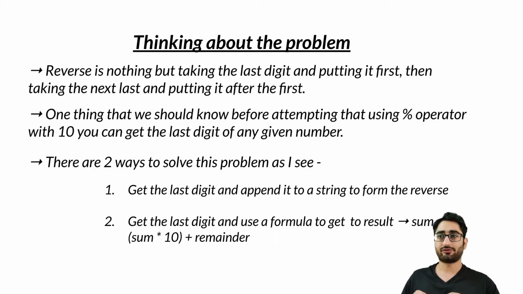So you can form a reverse by taking the last digit and appending it to a string, then take the second last, append it to the string and form a reverse, right? This is one way. Another way is to use this particular formula here.